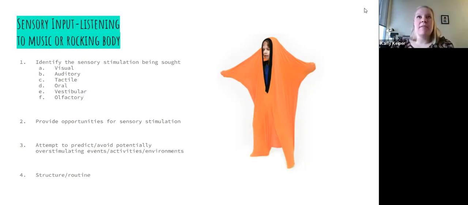Or maybe I have a really mild scent that I put somewhere with low lighting so that every day at 3 o'clock, right before he gets on the bus, my student can come and sit and just enjoy the nice smells and the low lighting and get their sensory needs met.